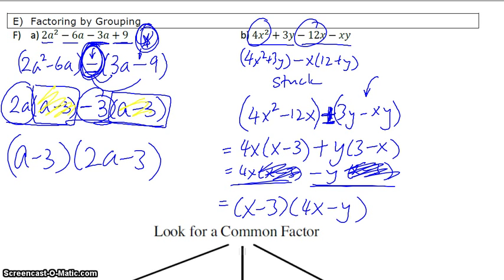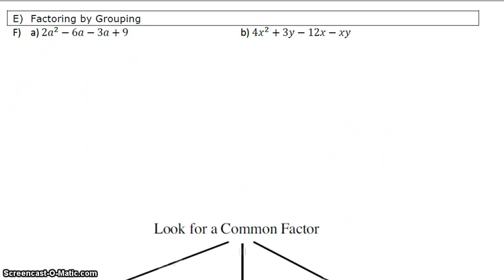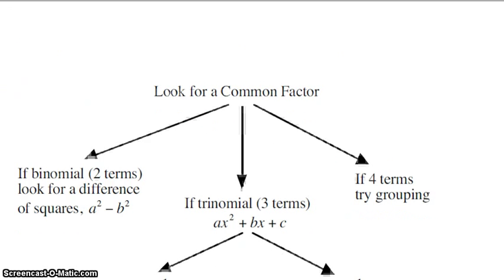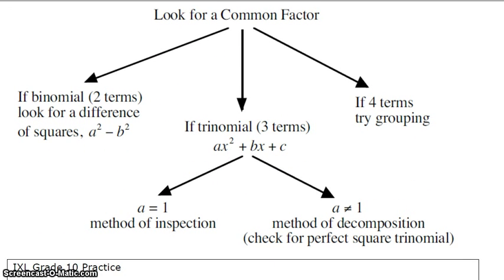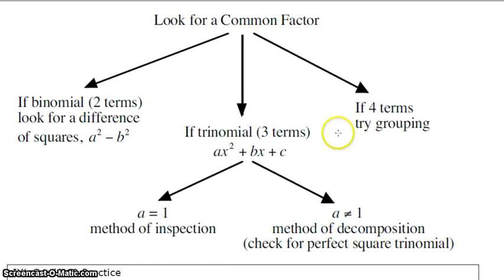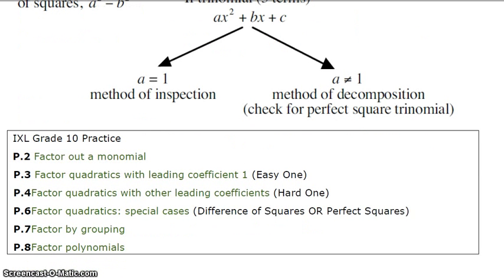Okay, so here we go. That's the answer. Once again, this is how you do any factoring problem. Take out common factor, determine if it is 2, 3, or 4 terms, and you do things differently. And these are some practices.